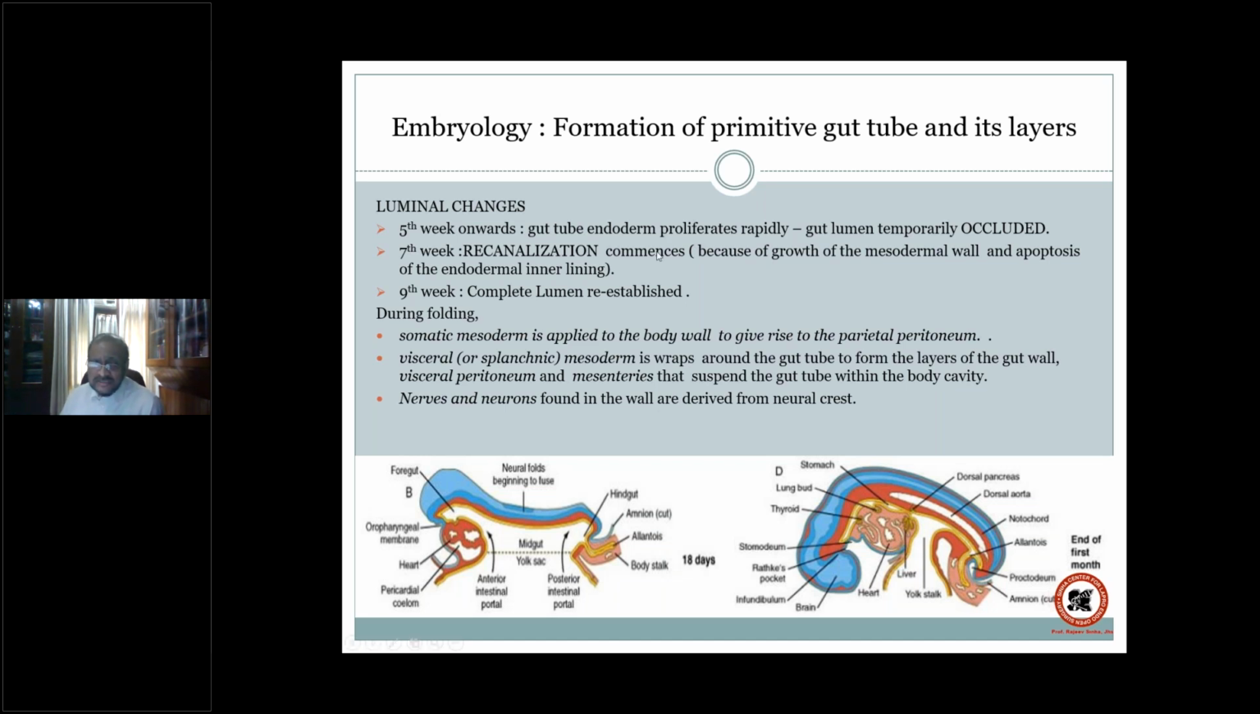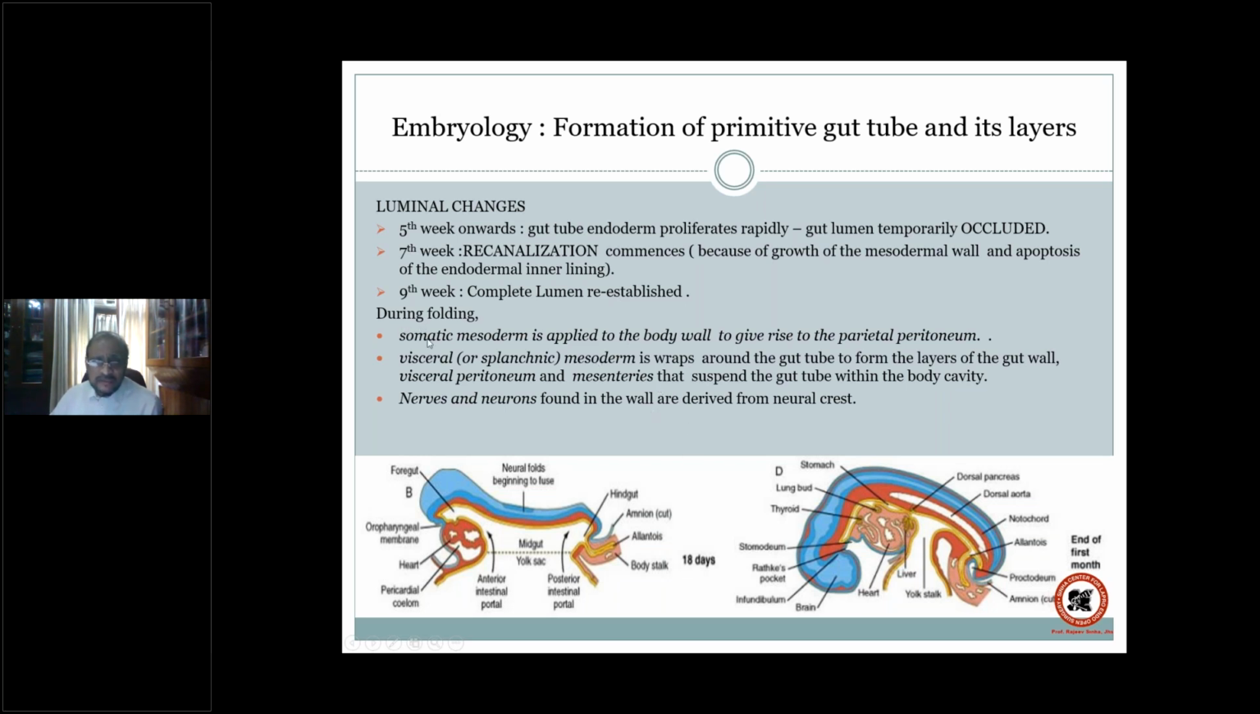Now, seventh week onwards, recanalization commences. And this recanalization is commencing because of growth of the mesodermal wall and apoptosis of the endodermal lining. Now, this is true for all tubular structures in the human body. Initially, they form as a tube, then they get occluded, and then they get recanalized. So, in the ninth week, you have a complete lumen re-establishment for the gut.